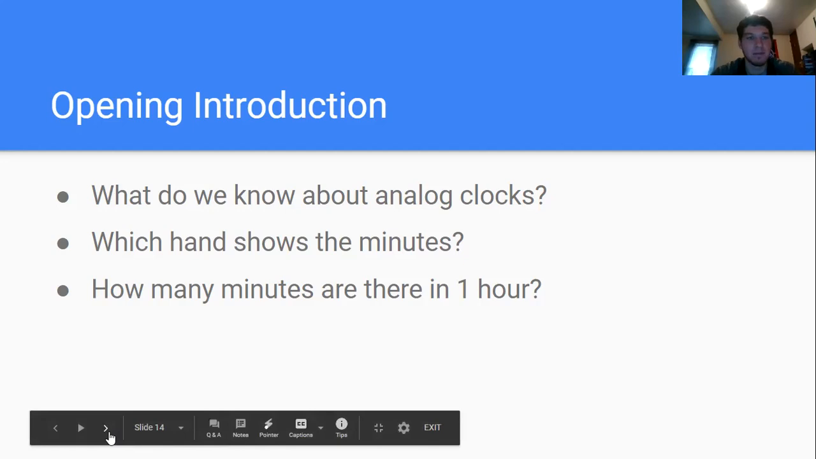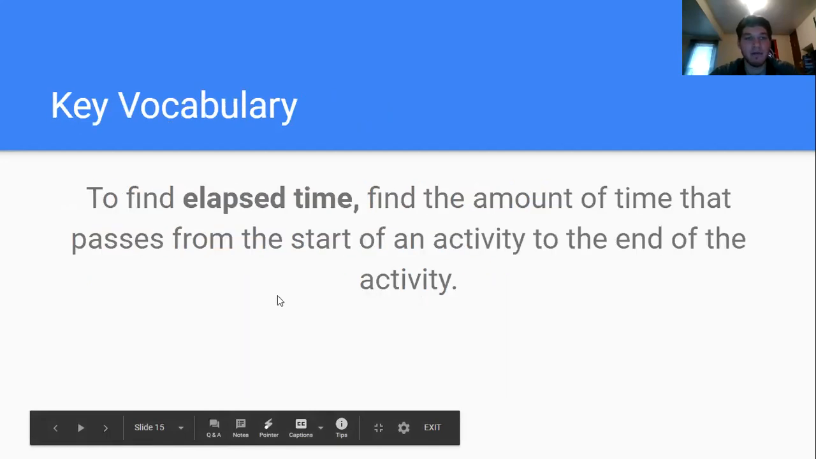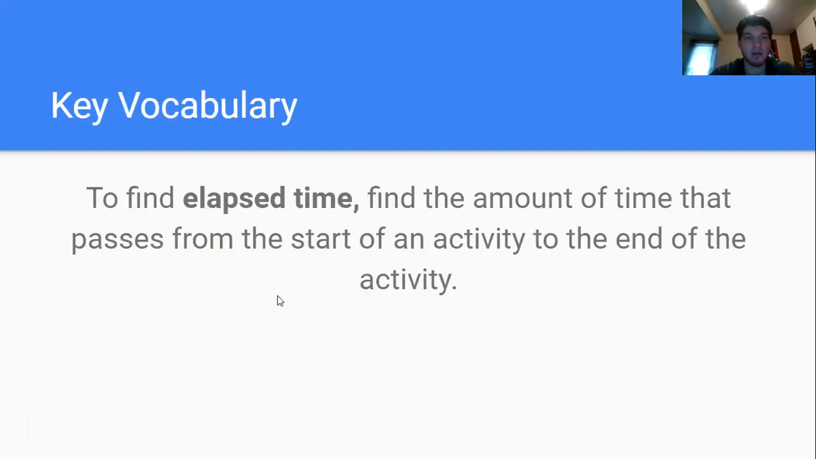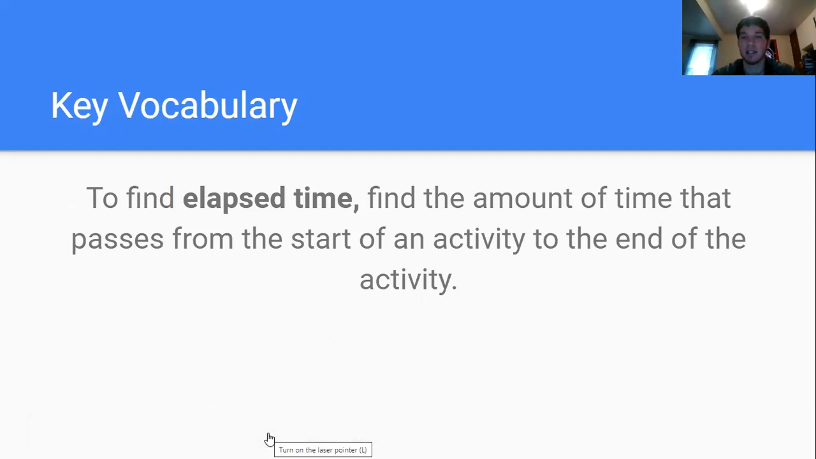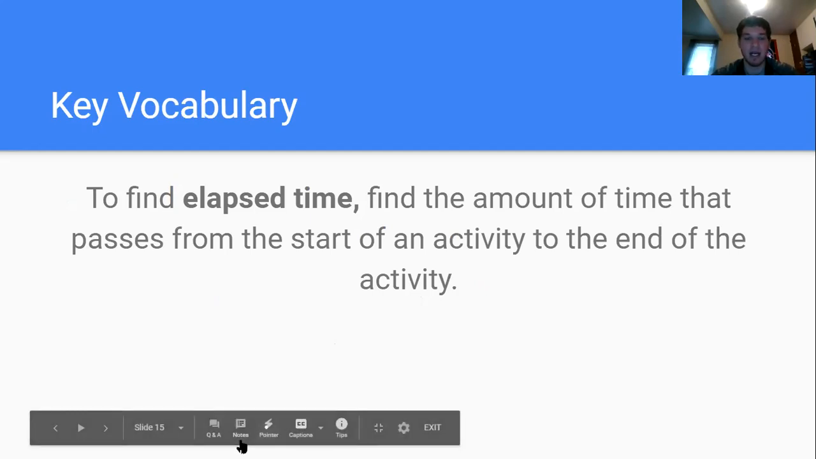So great job. Now for key vocabulary, I want you to write down this vocabulary word in your class notes. The vocab word is elapsed time. Elapsed time is defined as the amount of time that passes from the start of an activity to the end of the activity. This is what we're going to be learning about today, elapsed time. So this is very important that you write this down in your notebook.